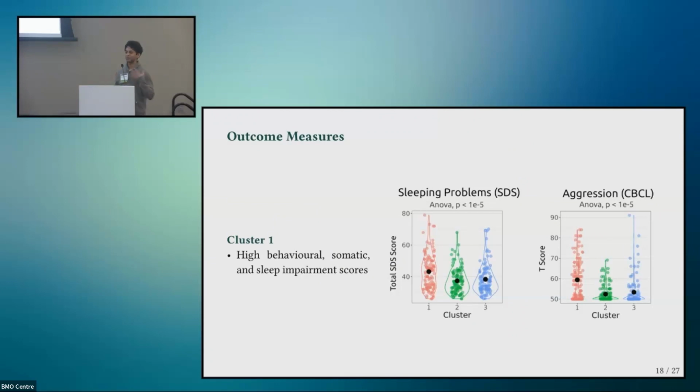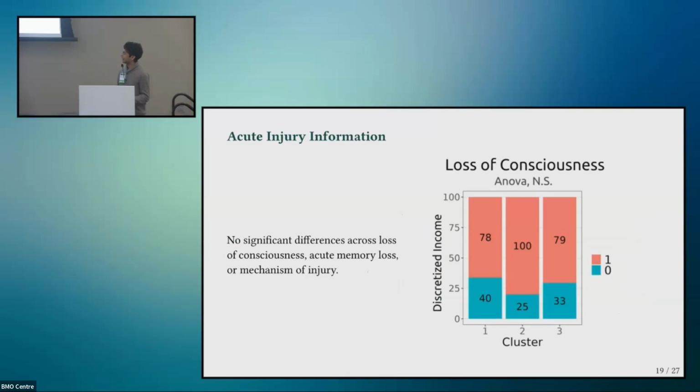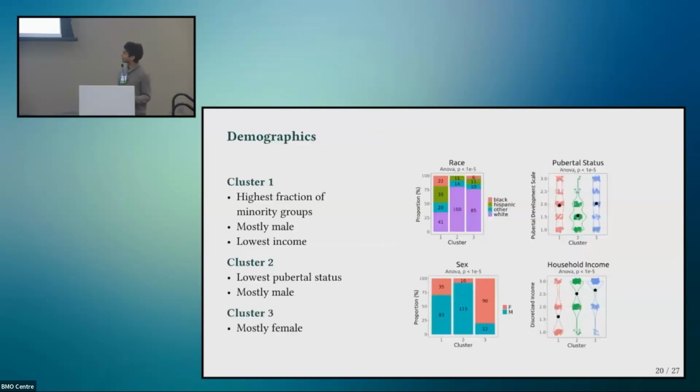So just a quick run through of some of the highlights from what makes this cluster what it is. It's a 3-cluster solution where our first cluster is kind of the high impairment cluster. So they are consistently higher than the other 2 clusters on all the different behavioral, somatic, and sleeping problem measures that we have. Interestingly, we see pretty much no difference between these groups on what sorts of acute injury information we have on them. So no difference in the distribution of how they acquired their injury or whether or not they experienced loss of consciousness or anything like that.